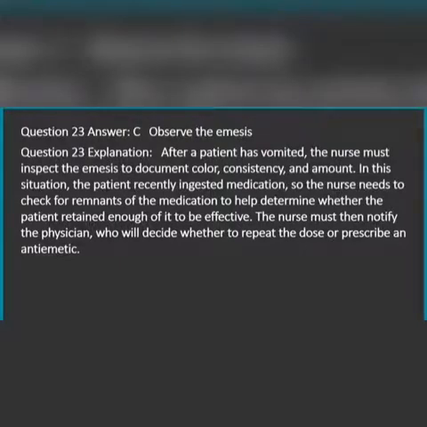Question 23. Explanation: After a patient has vomited, the nurse must inspect the emesis to document color, consistency, and amount.